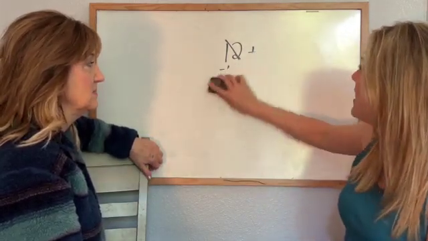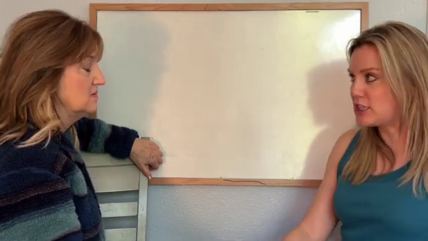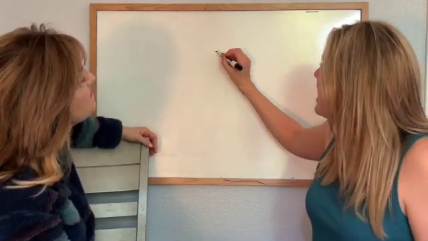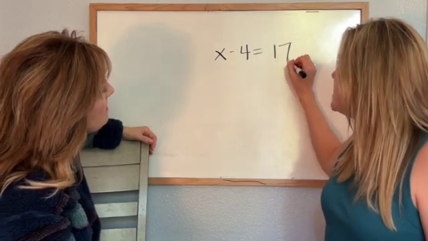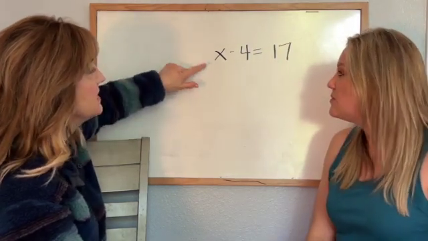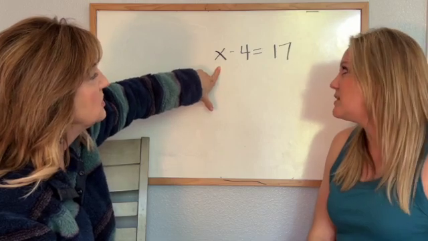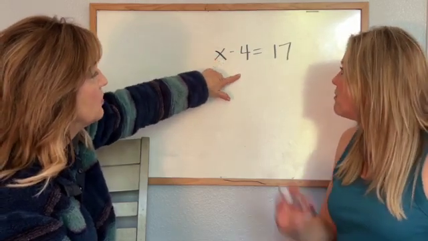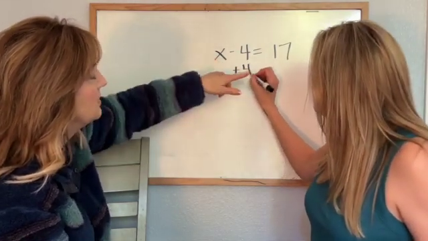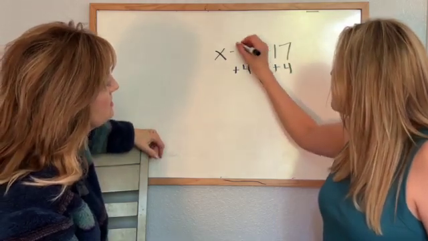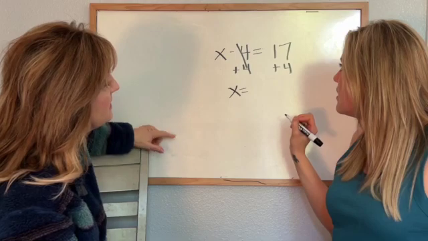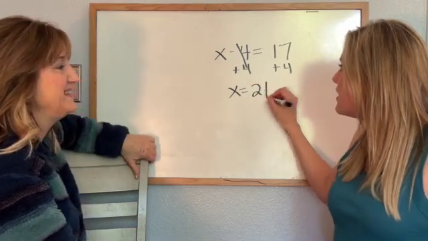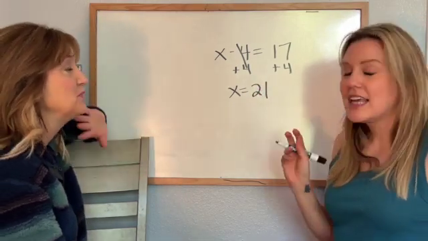Okay, we have 1 left with subtraction. So we're going to do x minus 4 equals 17. Oh, this is hard because the x is in a different spot. It is. Okay, so minus 4, you're going to add 4. Plus 4 and plus 4. Okay, so 17, 18, 19, 20, 21. You did it. That wasn't bad.